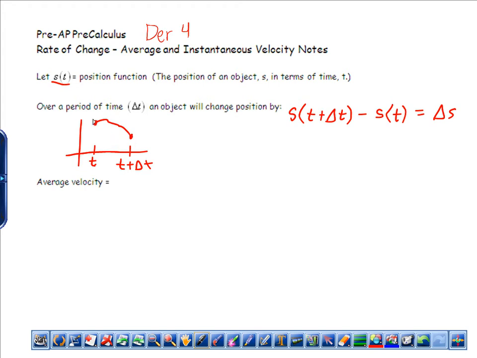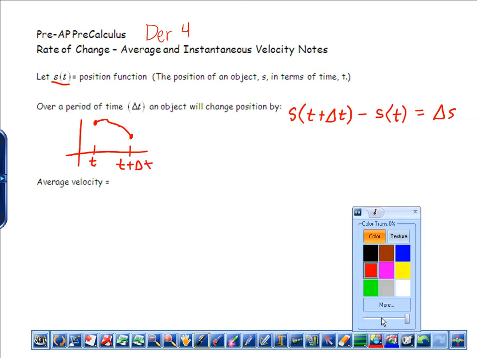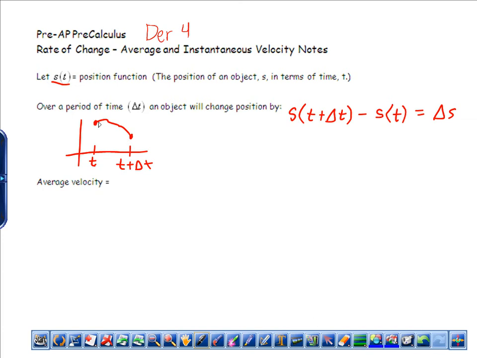Either way, whatever is happening, when we're looking at average velocity, we are actually going to be finding this dotted line that I'm going to draw here in blue. That right there is the average velocity. Okay, it's the slope of the secant line. Okay, so when we see average velocity, all right, we need to think secant.